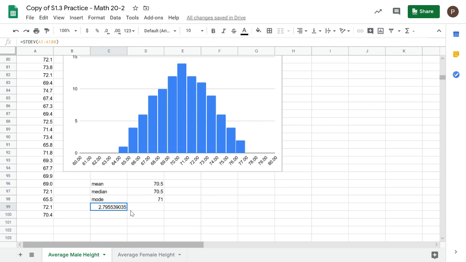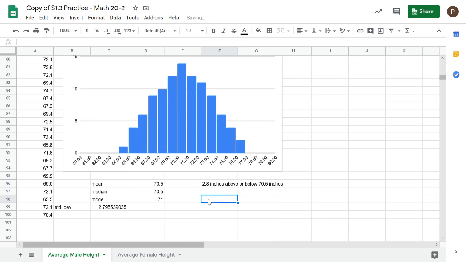I'm going to give it a title. This is standard deviation. And it says 2.795539, right? Some big long number. Again, what does this mean? Well, essentially, this is telling us that if I go 2.8 inches above or below the mean, that is going to have the majority of our data. It's going to hold specifically 68% of our data.